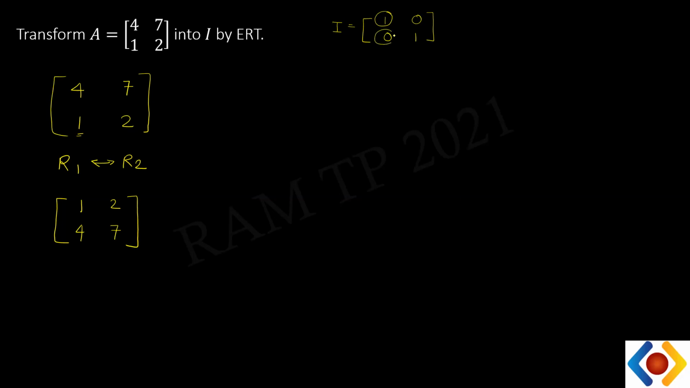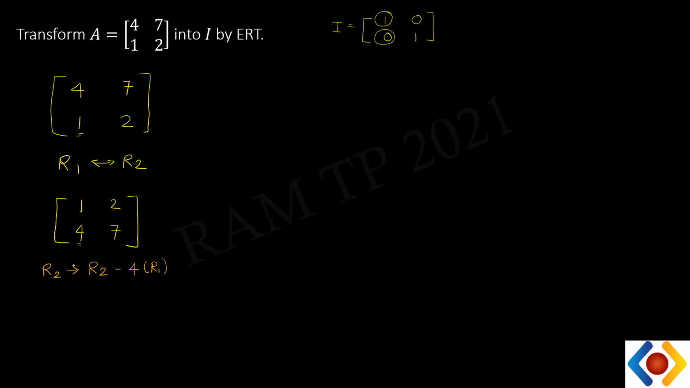Next step, I want to make this 0. So we can do R2 minus 4 R1. One minute, step by step. What are we going to change? Row 2. So start with that. Row 2 will be equal to R2 minus 4 into R1, right? Yes.